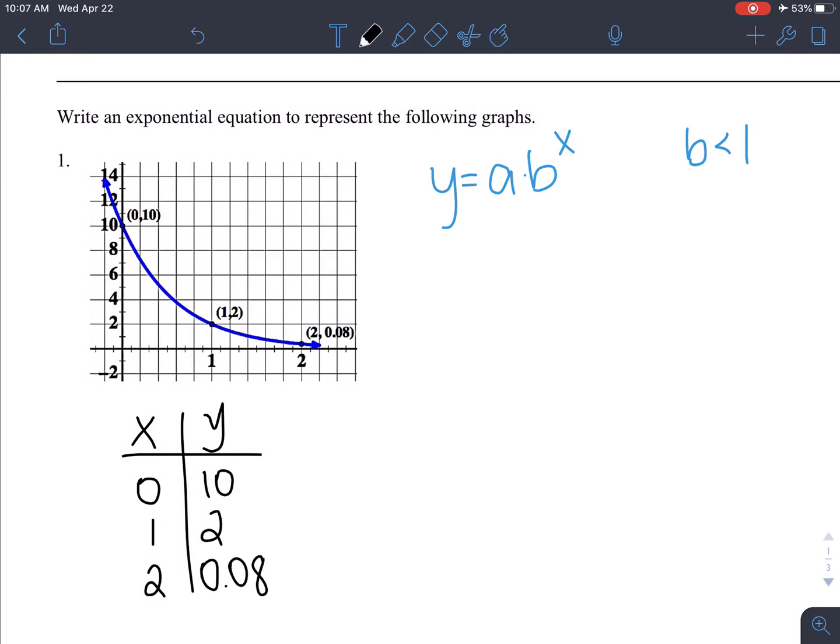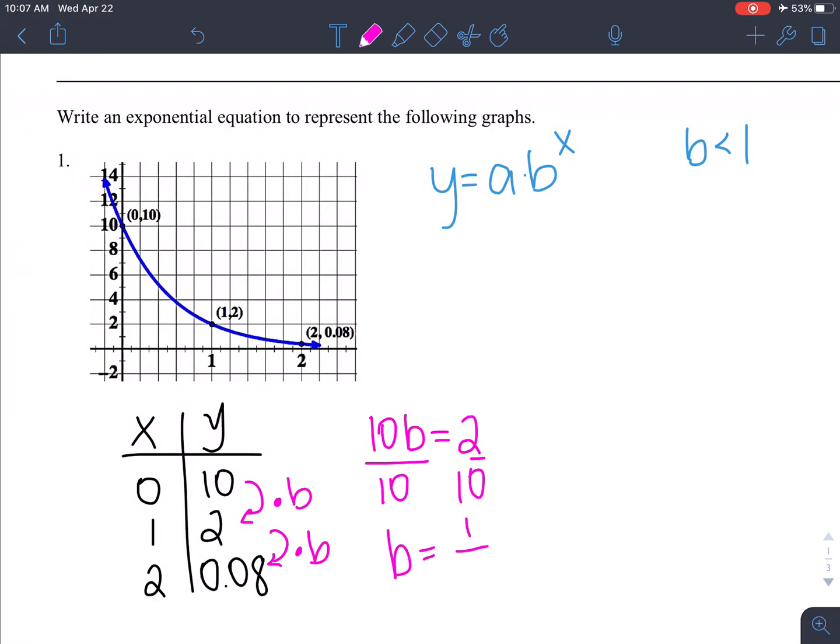And then we literally repeat the same process. So I know my base, I'm trying to figure out what do I multiply by 10 to get 2? 2 times what is 0.08. We can set up an equation if we can't see it. 10 times b equals 2. Divide both sides by 10. And then if I reduce, I have 1/5 as my base, which checks out because that's less than 1.